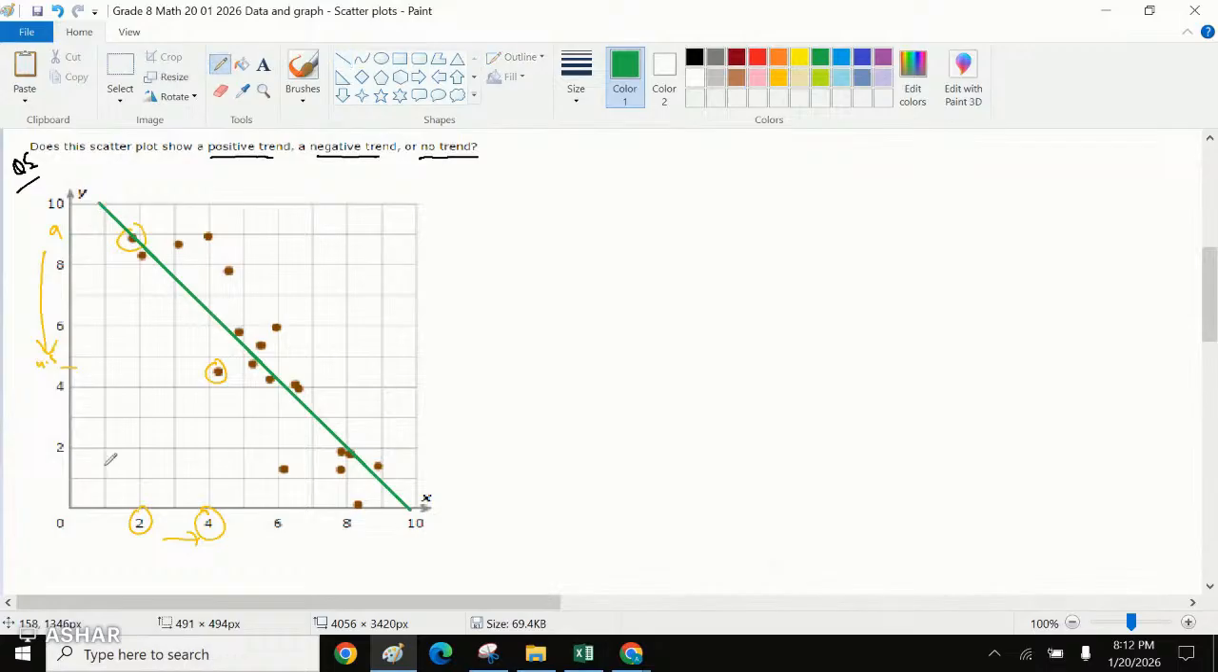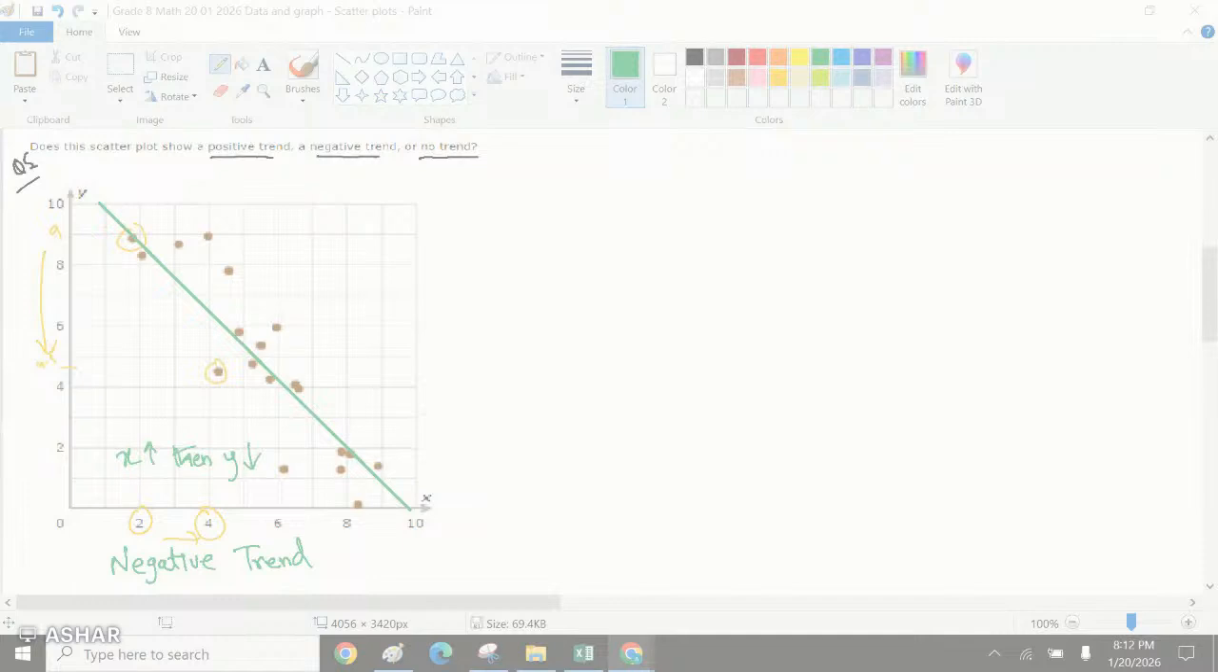That means if X was increasing, then the value of Y was decreasing, right? So we can say that this scatter graph shows a negative trend. Agreed? Okay. Moving on ahead to the next question. The next question, we need to see if it's a positive trend, negative trend, or a scatter.